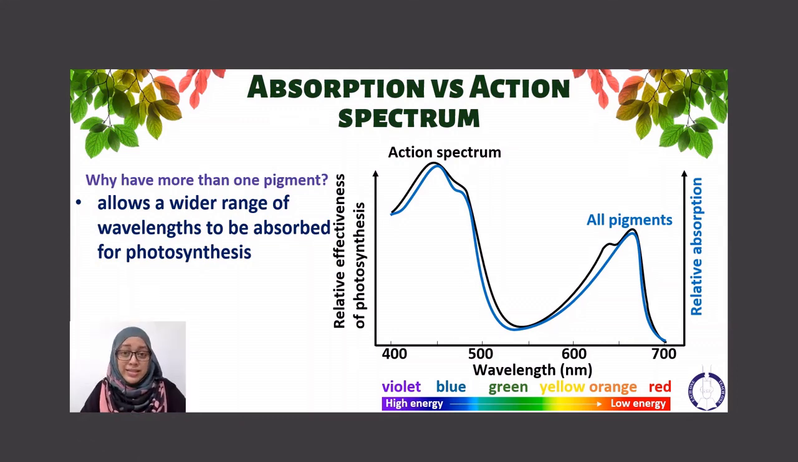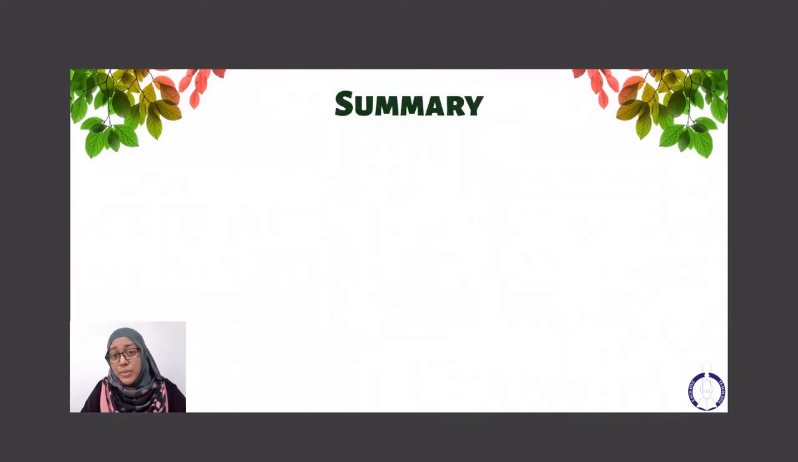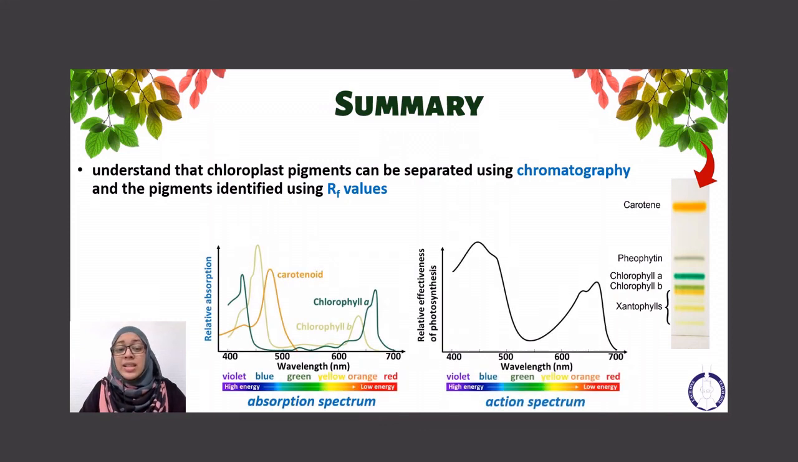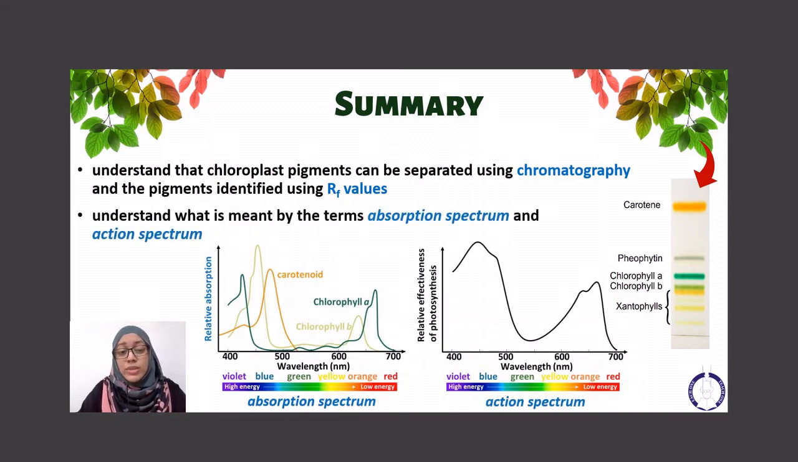So what have we learned today? Plants have many different pigments, which can be separated using chromatography and identified using their RF values. We've also looked at how the activity of these pigments can be shown as an absorption spectrum, where you measure how much of each wavelength is absorbed by the pigments. You could also show the activity of photosynthesis by the plant in an action spectrum, showing for each of these wavelengths how much photosynthesis occurs.